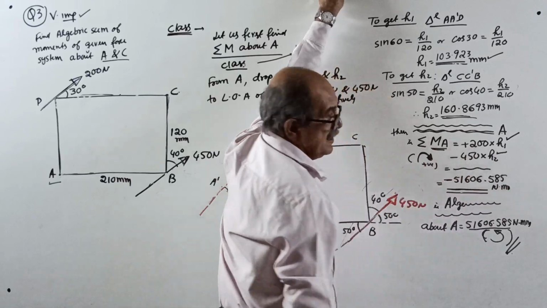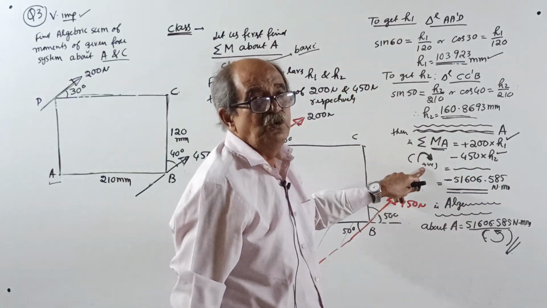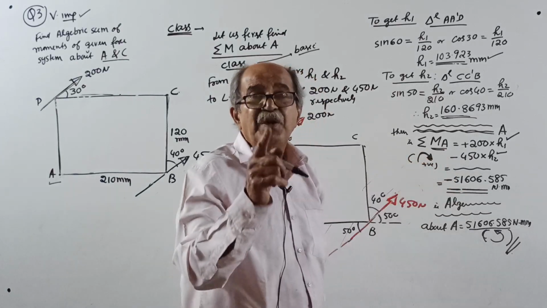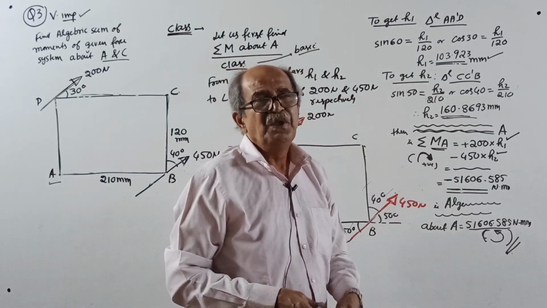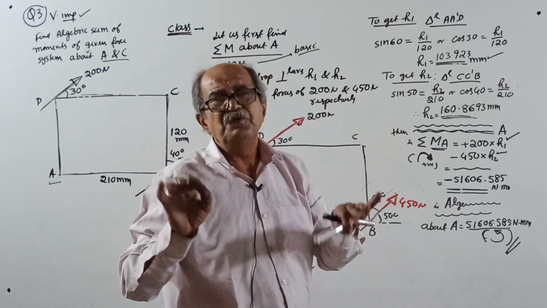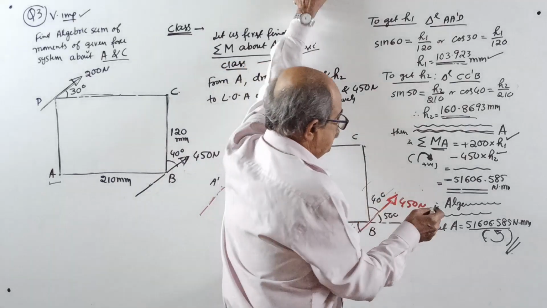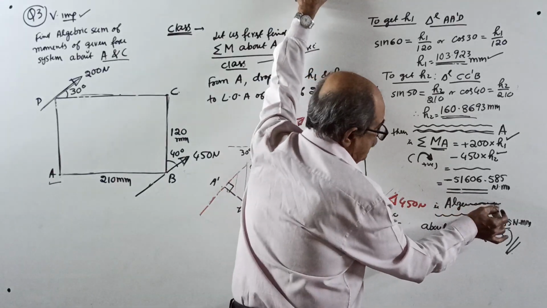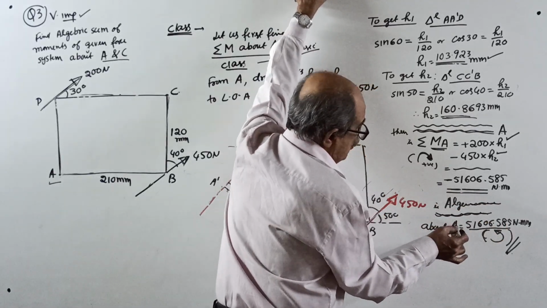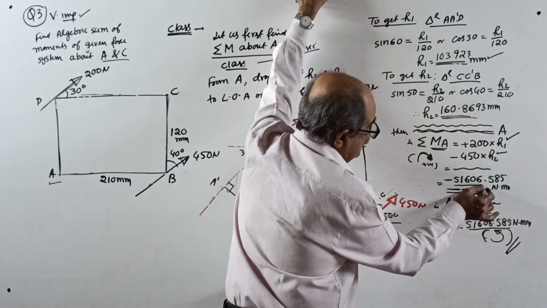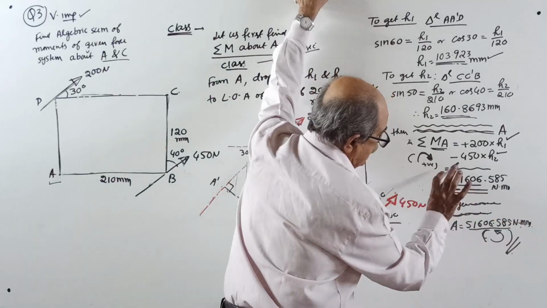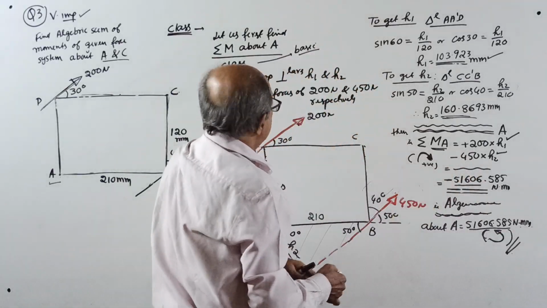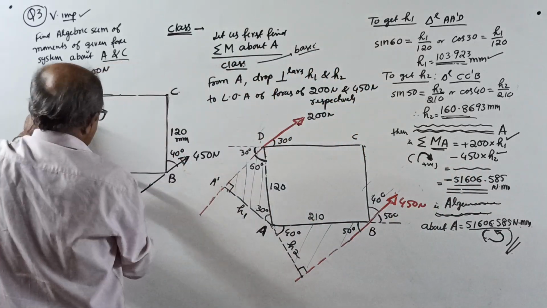You will get minus 51606.585 Newton millimeter. We took clockwise positive, and negative came. Again, the problem comes later for sign convention; one class exclusively for sign convention. Therefore, the answer is written without sign. The algebraic sum of moment of the given force system about A is 51606.585 Newton millimeter. No minus sign. Clockwise you took that much, so anti-clockwise is the answer for the moment about A.